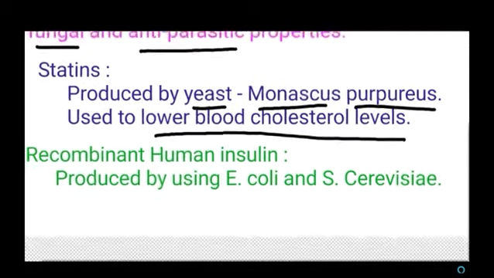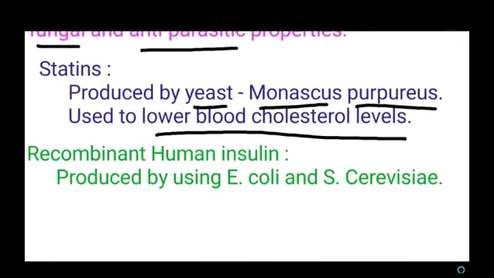Next, recombinant human insulin. Recombinant human insulin is produced on a large scale by using genetically engineered E. coli and Saccharomyces cerevisiae. Thereby the insulin is used for therapeutic purposes in human beings.